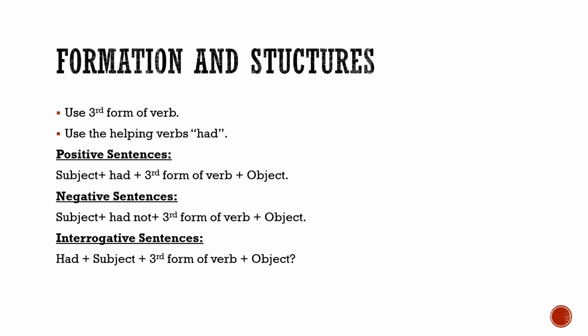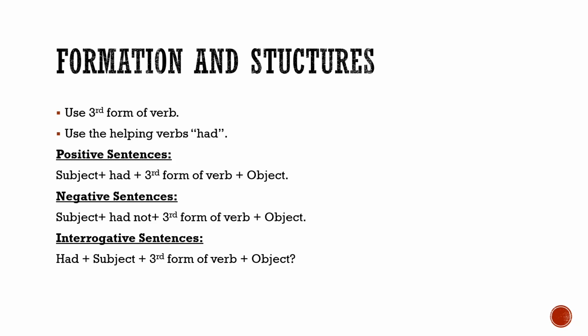The structures are as follows. In positive sentences, you have the simple structure, which includes the subject at the start, then you have the helping verb had, then the third form of the verb, and then the object. In the negative sentences, you have the subject, and the only difference between a positive and a negative sentence is that along with the helping verb, you have the not. All right. So not is included in the negative sentences along with the helping verb. The rest of the structure stays the same.